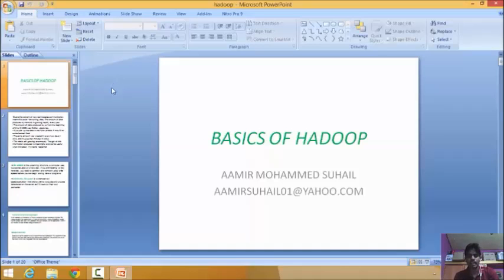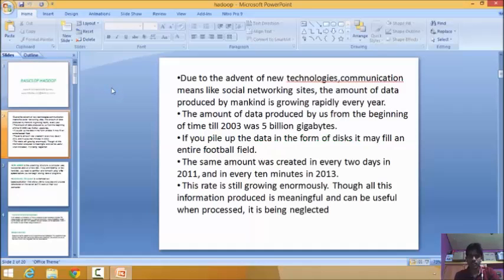Now let us explore Hadoop, a basic introduction. Before going to Hadoop, let us recap what we have learned before. We have learned about big data. What is big data? I have said earlier that the term itself suggests that the data is huge. It may be around TBs of data.